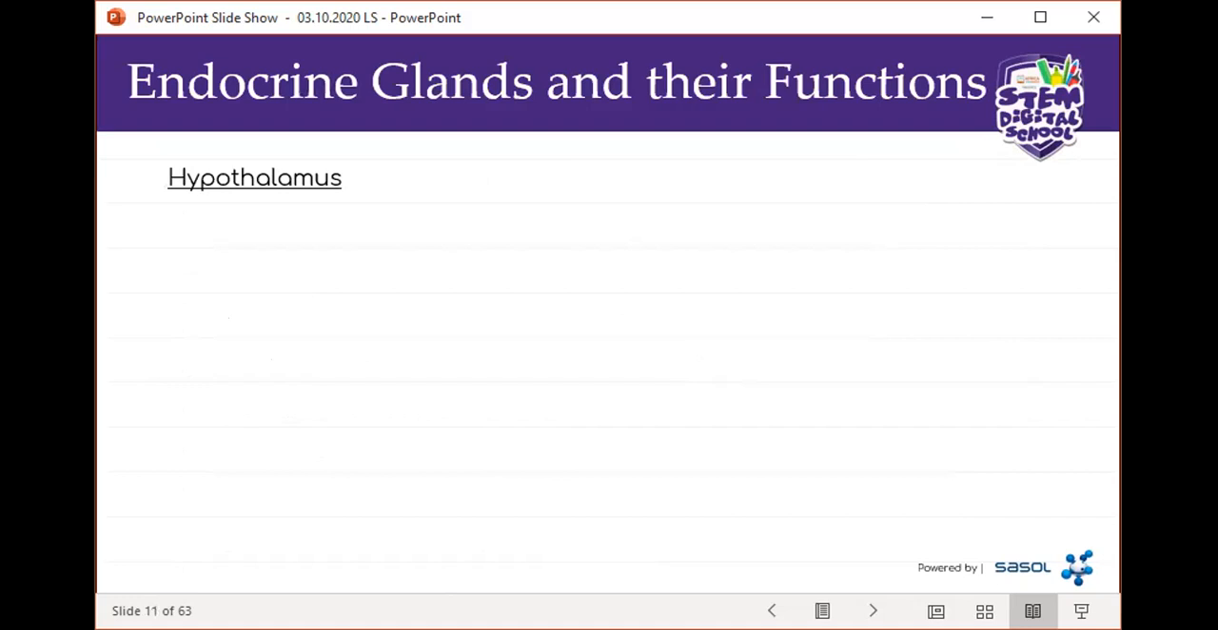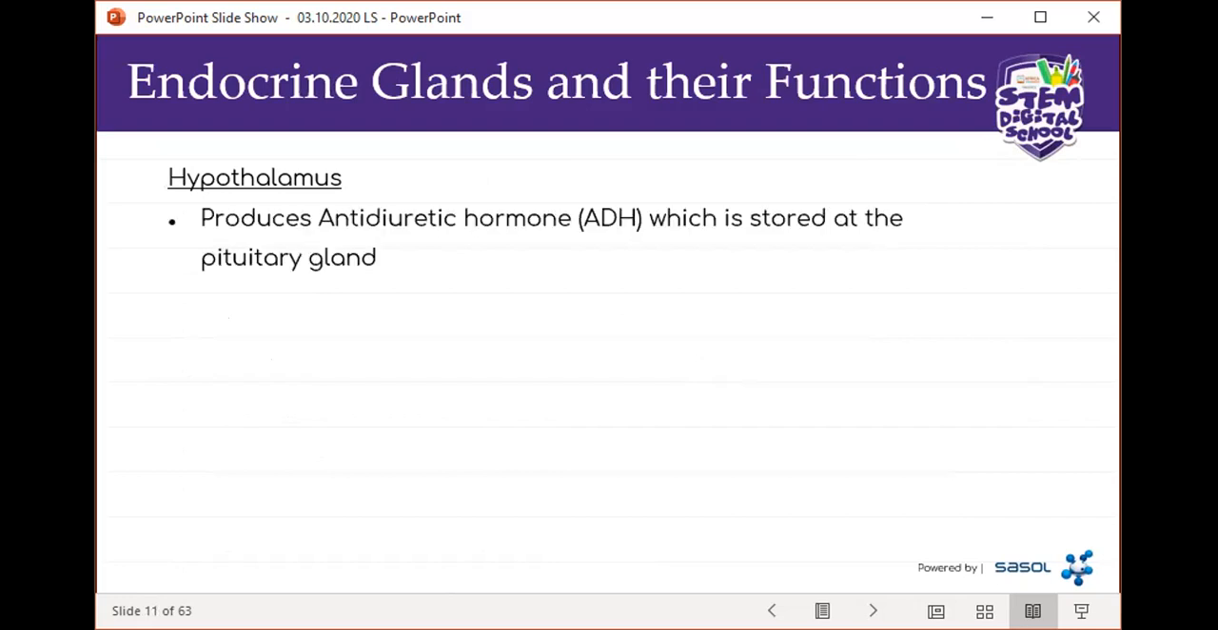Then we are going to look at the different types of endocrine glands as well as the hormones that they release and where they are located exactly. Okay, so the first endocrine gland that we're going to look at is the hypothalamus. Right, so the hypothalamus produces the anti-diuretic hormone.